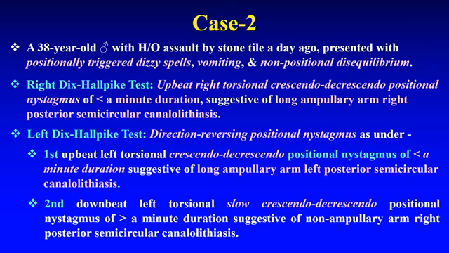So the direction reversal is apparent. There are 2 distinct nystagmi. The first positional nystagmus is due to the periampullary juxtacupular left posterior semicircular canalolithiasis, and the second downbeat nystagmus is due to right-sided non-ampullary posterior semicircular canalolithiasis.